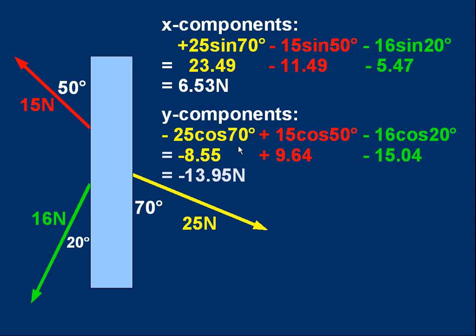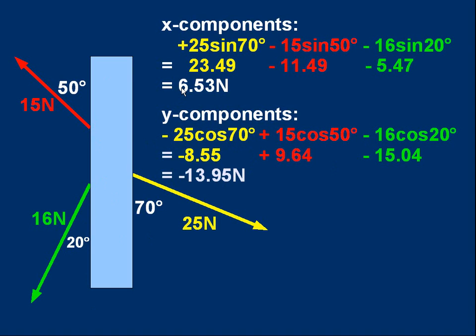We do exactly the same sort of thing for the y components. For the yellow force, the y component is downwards. I hope you can see that. It's minus 25 cos 70. For the red force, the y component is upwards. It's 15 cos 50. And for the green force, the y component is downwards. Minus 16 cos 20. Again, work it out, add them up, and it comes to minus 13.95 newtons.